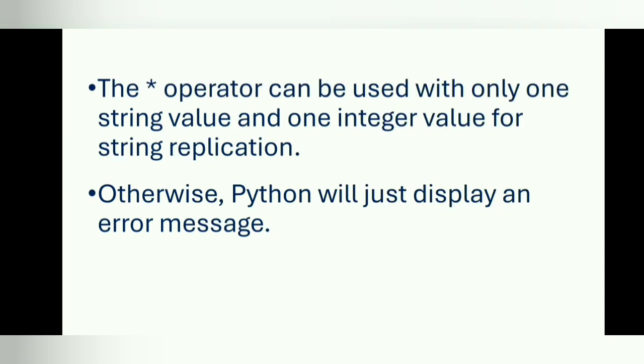The asterisk operator can be used with only one string value and one integer value for string replication. Otherwise, Python will just display an error message.